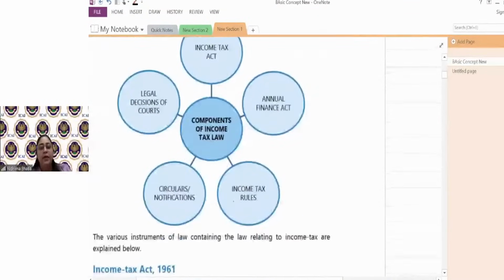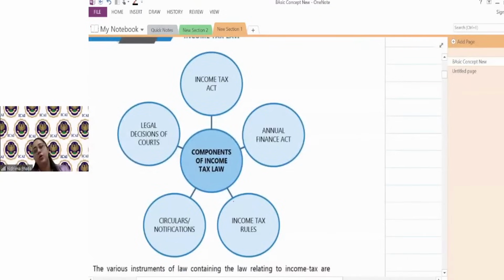Now, ma'am, income tax को समझने के लिए what law is there? Income tax, to understand income tax, there is one major law, which is the Income Tax Act 1961. So Income Tax Act 1961 basically has the law relating to income tax.